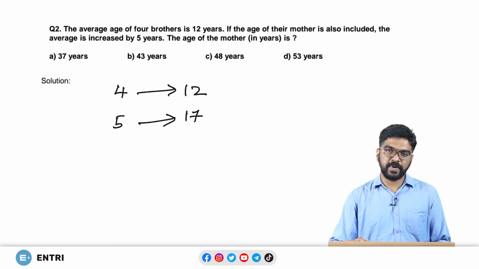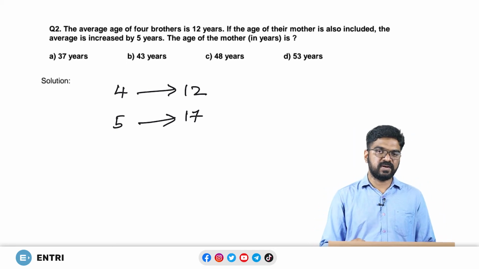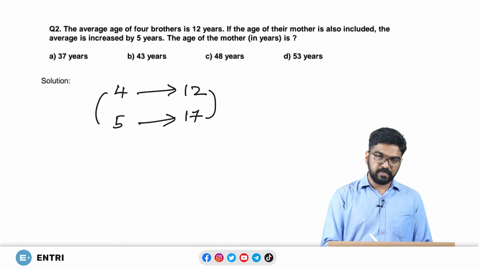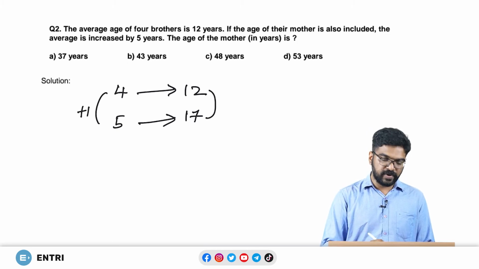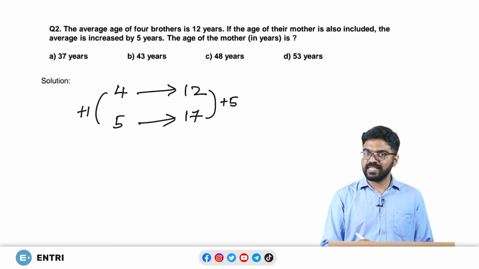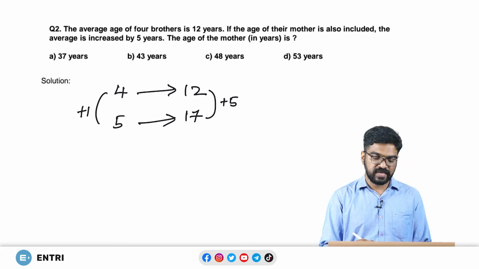Now instead of doing the typical method, what we are going to do is the method which I showed you in the earlier question. What we have to do here is take the differences. So 4 became 5, so there is an increment of 1. 12 became 17, so there is an increment of 5. That means the mother's age will be obviously more than this. That is why there is an increment in their average age.